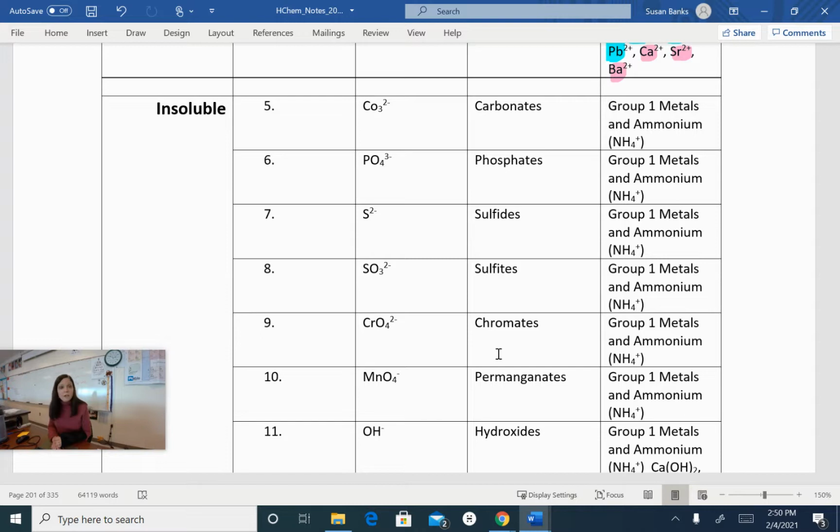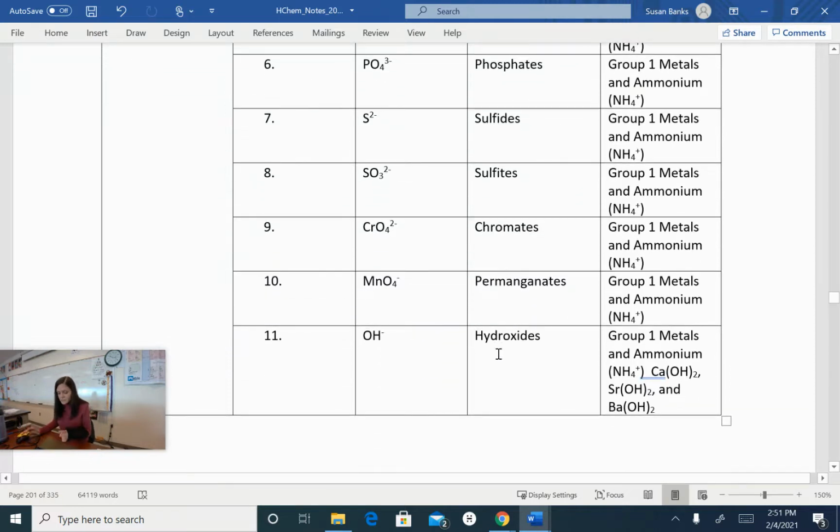All right, sulfides. Anything with a sulfur is going to be insoluble except for group 1 metals and ammonium ions. Sulfites, same thing. Not soluble except for group 1 metals. Let's see, lithium, sodium, potassium, and ammonium. They're going to be insoluble. Chromates, insoluble except for group 1 metals again. Permanganates, also insoluble except for group 1 metals and ammonium.